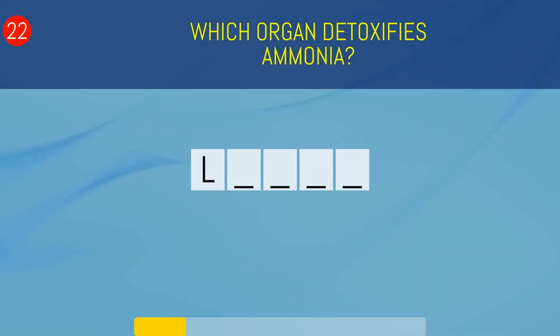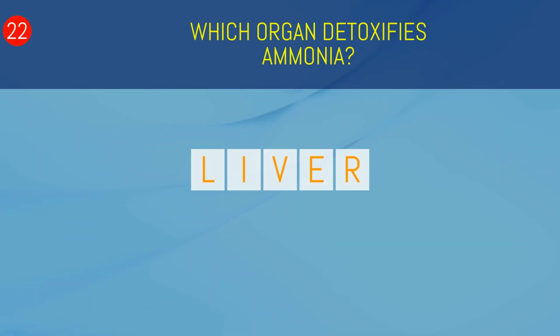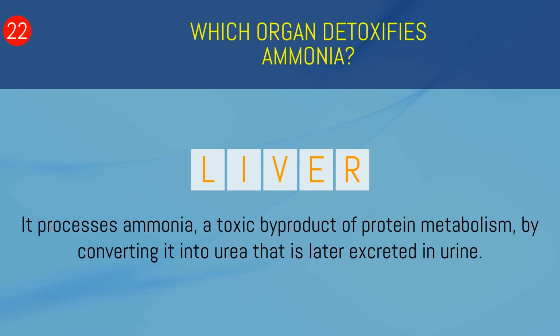Which organ detoxifies ammonia? Liver. It processes ammonia, a toxic byproduct of protein metabolism, by converting it into urea that is later excreted in urine.